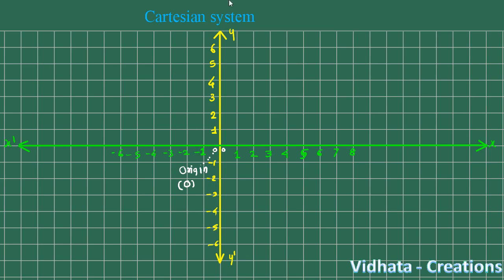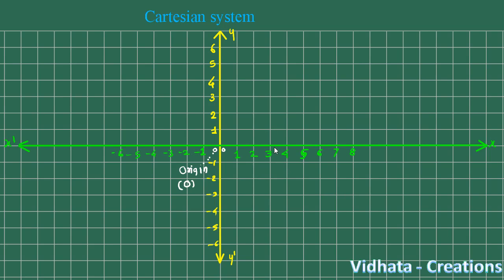This is a very simple arrangement, is it not? Two axes and a plane. Is it not a simple arrangement given by René Descartes? In this way, the genius René Descartes gave us a very simple method, using which we can exactly tell the position of a given point.